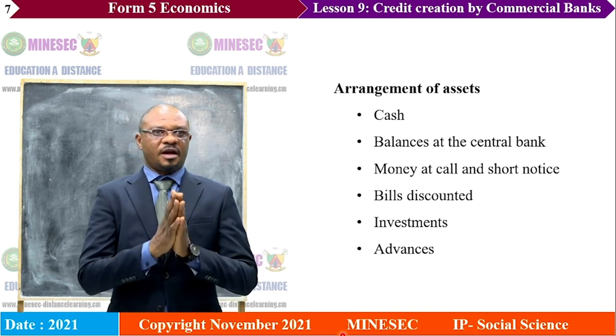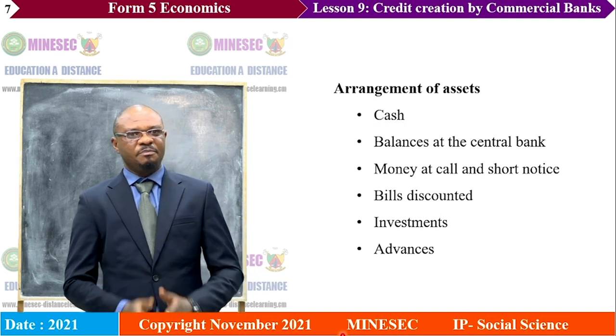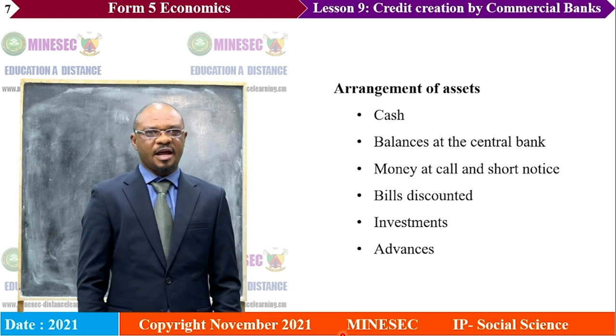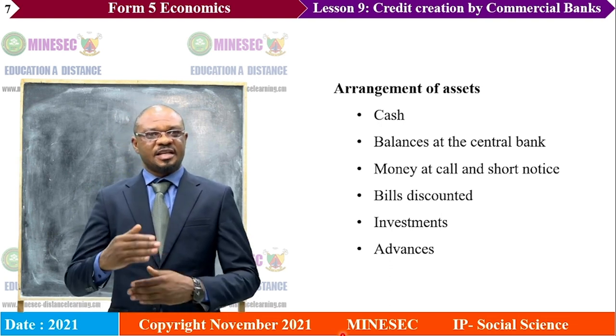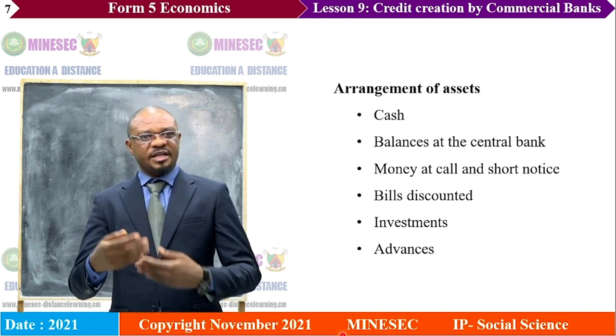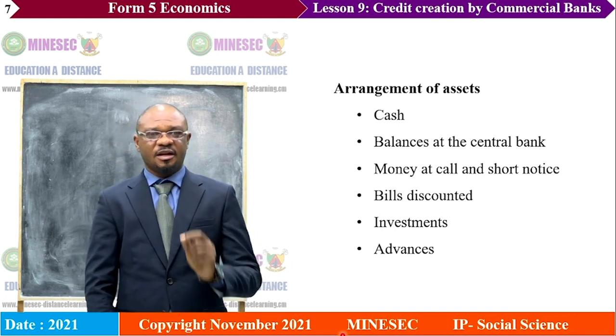The first four: cash, balances at the central bank, money at call and short notice, and then bills discounted. And then for the illiquid assets, we have investments and then advances, they earn high rates of interest. So as assets are nearing maturity, they are constantly being replaced with illiquid assets. That way, there is that guarantee of liquidity and profitability.